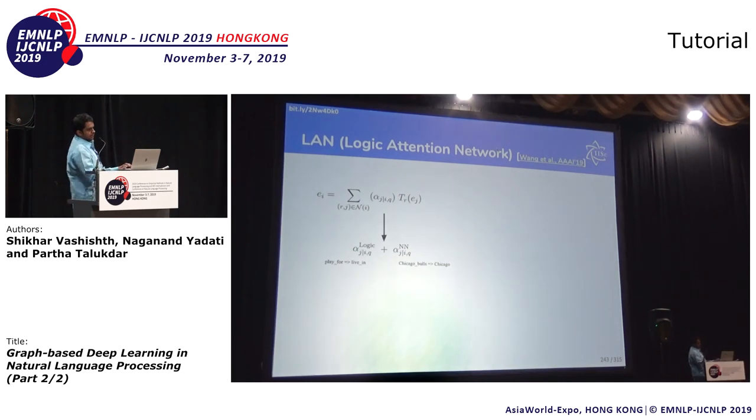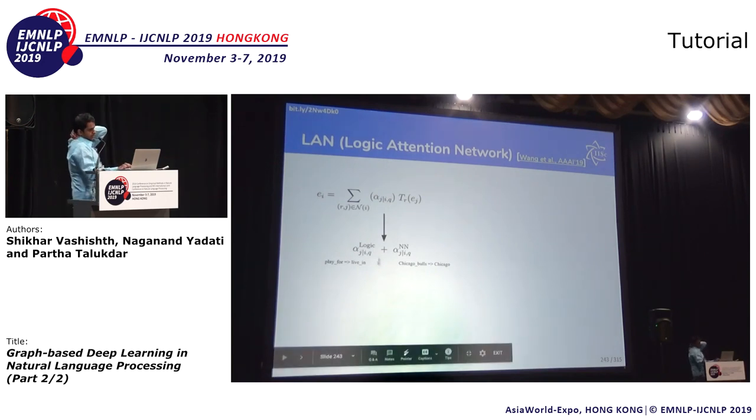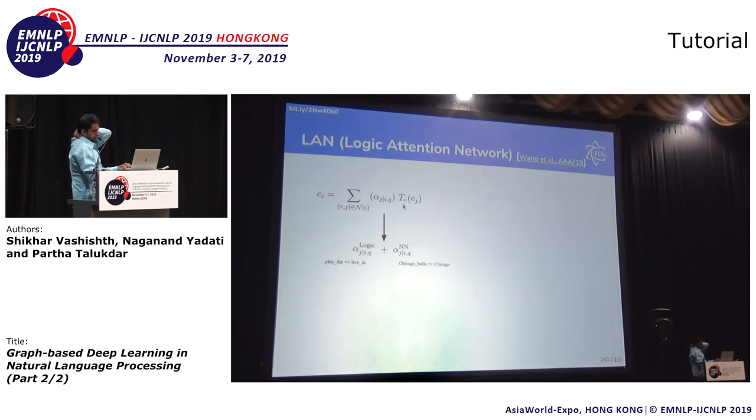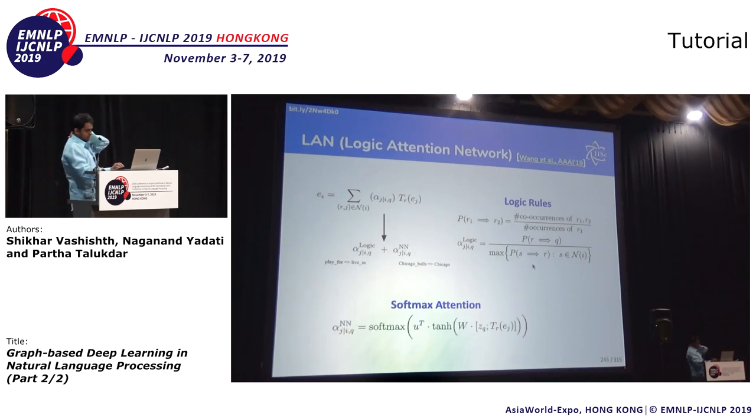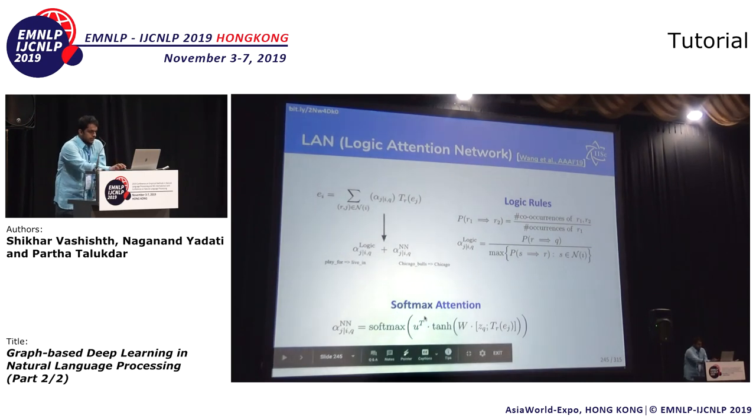In this AAAI 19 paper for inductive KG embedding, they propose LAN, the logic attention network. This is the graph aggregation procedure. We have the embedding of each entity, some attention values which we will see soon, and a relation-specific transformation function applied on the object entity. These attention scores come from a logic-based mechanism and a neural network-based mechanism. The logic-based mechanism uses co-occurrence statistics to compute the attention score, and the neural network-based attention mechanism uses simple softmax attention.